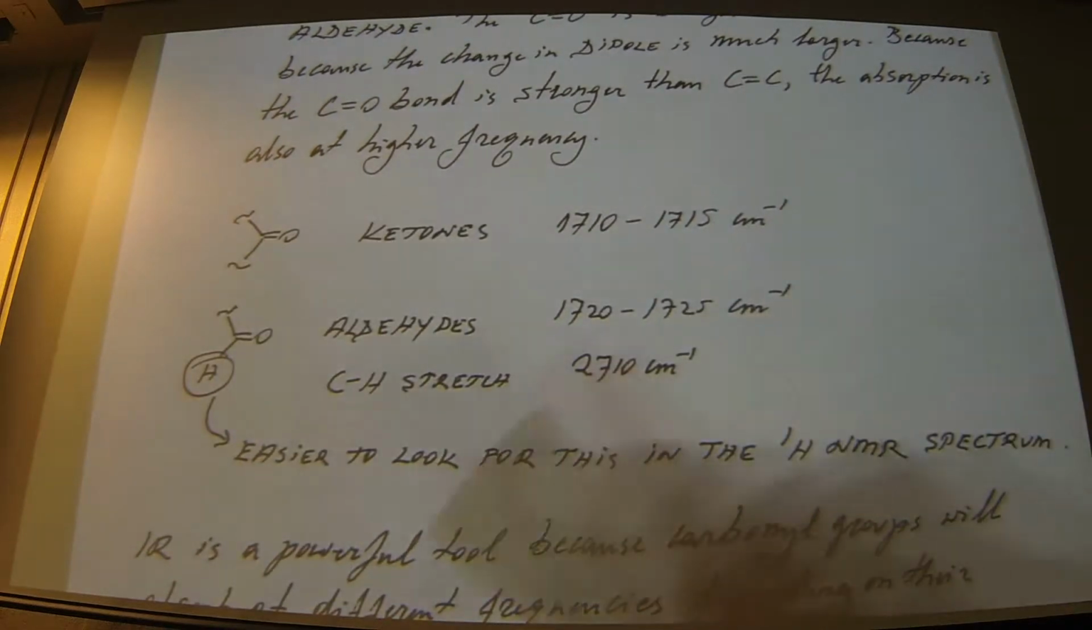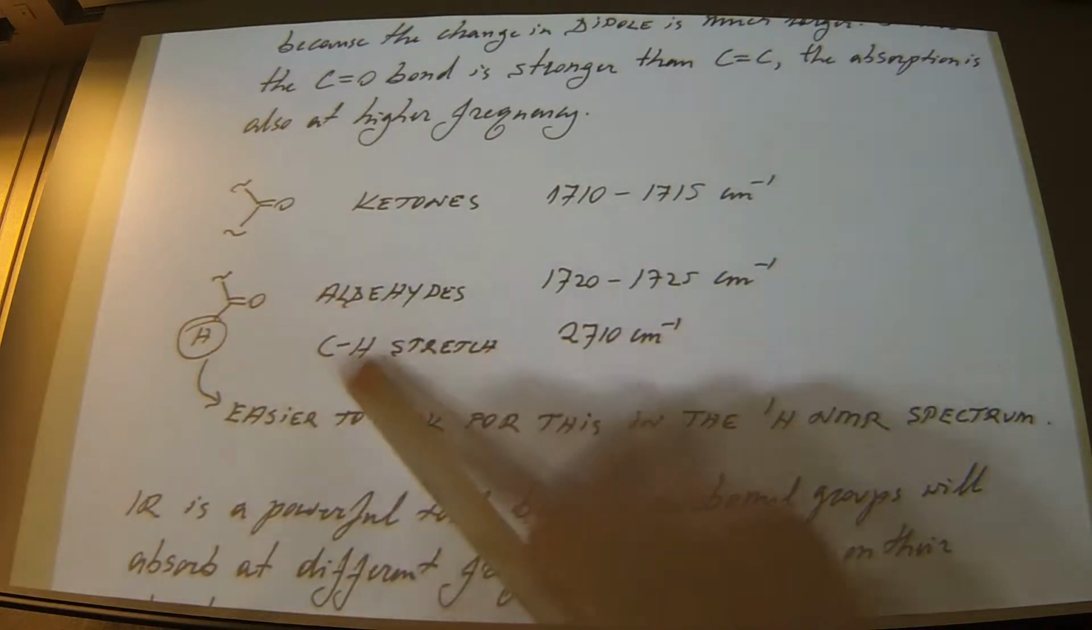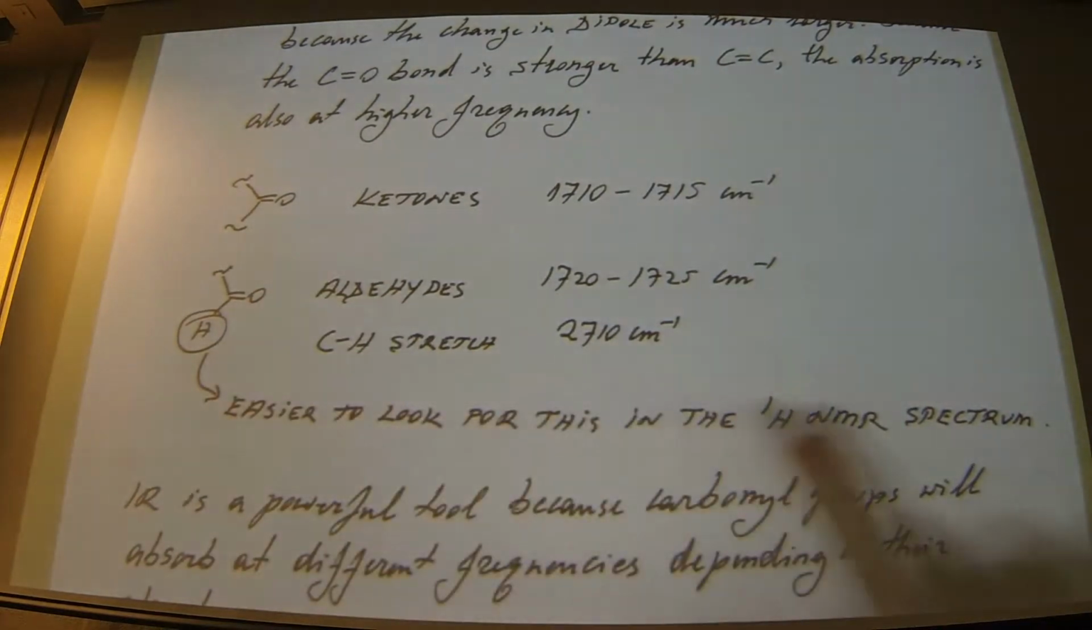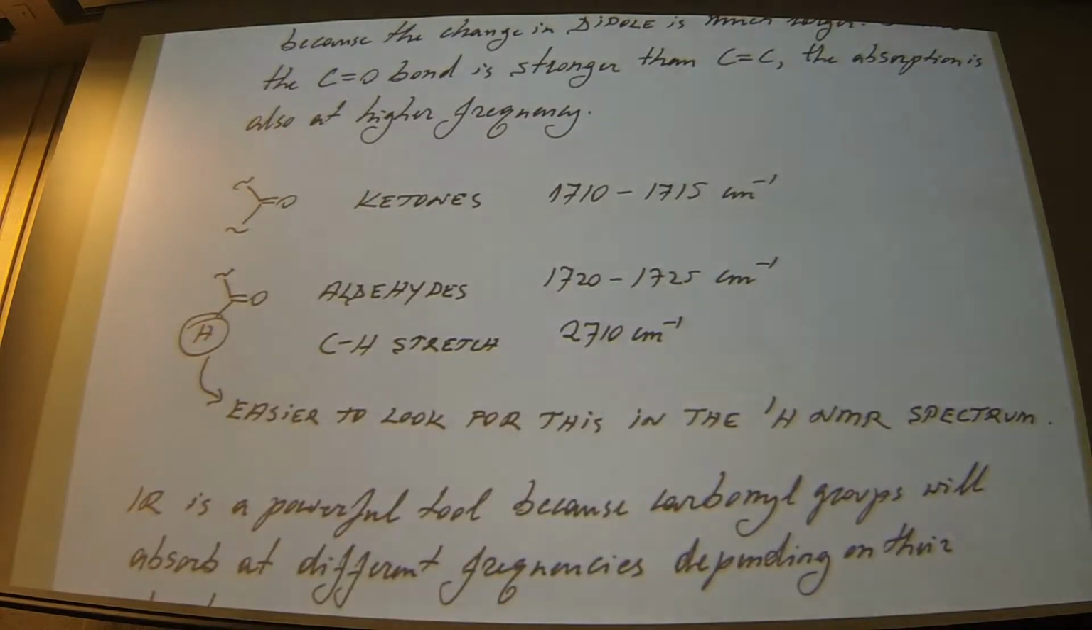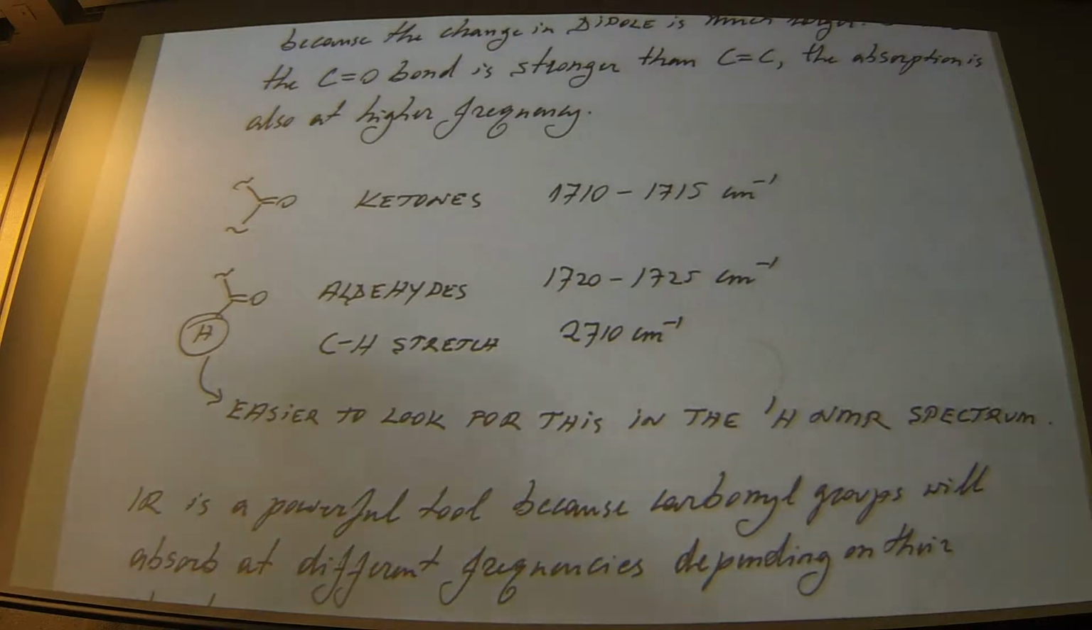But in practice, you're never really going to look for that CH stretch. It's much easier to look for that in the proton NMR spectrum because that peak appears around 10 ppm where nothing else appears. And so when you have an aldehyde, as long as you have an NMR, you're going to tell that it's an aldehyde by looking at the NMR. You look at the IR for the carbonyl, but typically you don't need that CH stretch. So this is kind of icing on the cake. You don't really need that.